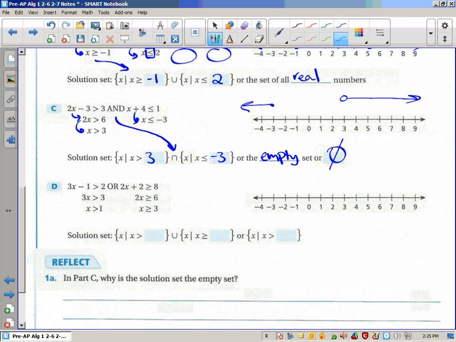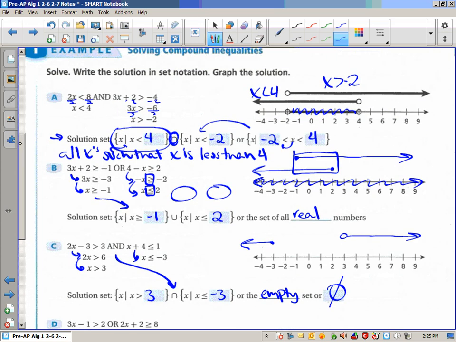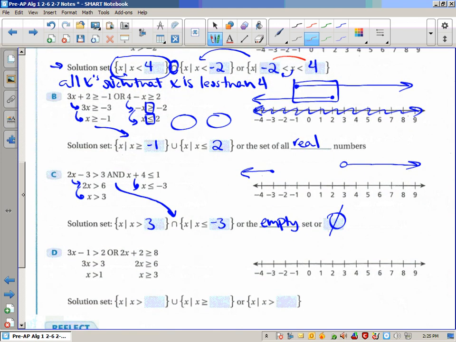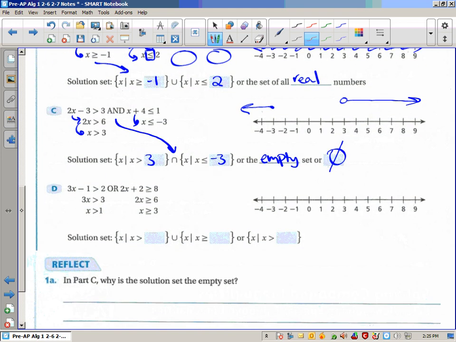So far we've had just a normal situation. The very first one where we have an overlap, we solve, we get a solution, all x's in between negative 2 and 4. Then we had a situation with OR, union, where when we take the joining of both solutions, we get the whole entire number line, all real numbers. Then here we had no overlap when we're supposed to find the intersection where the solutions overlap. So that's no solution, or the empty set.